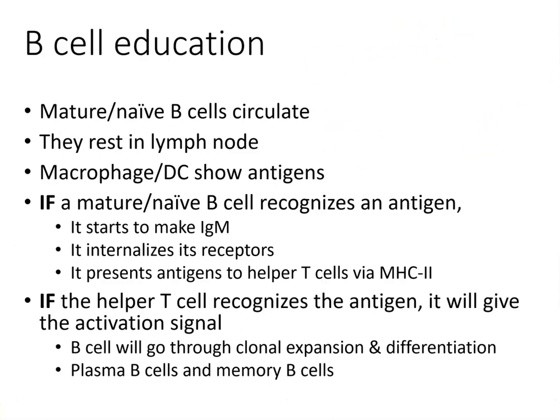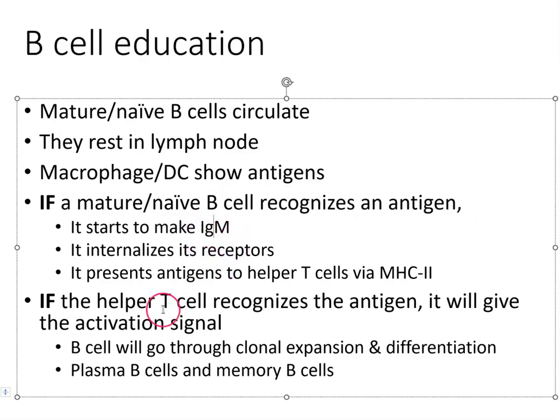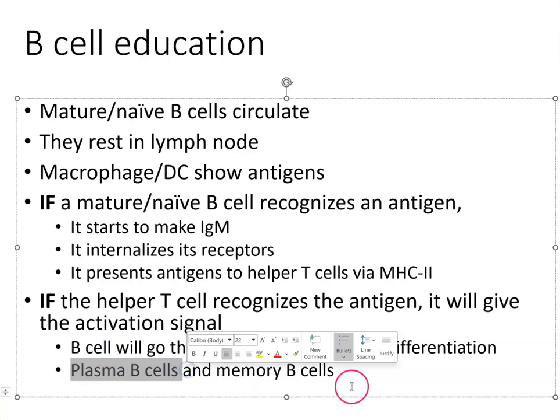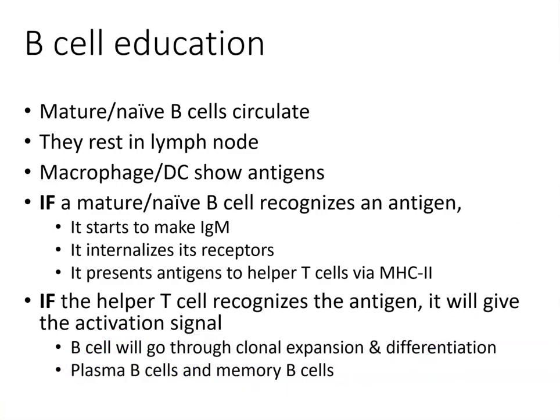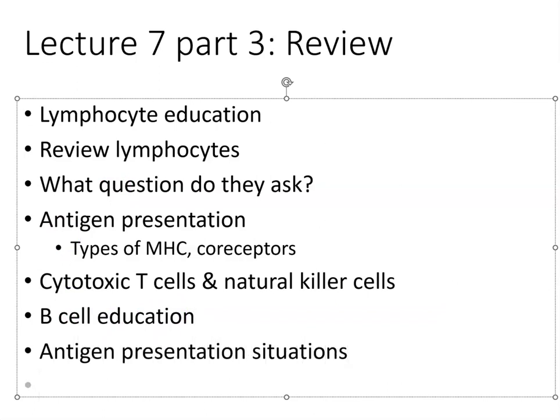So B cell education is a two-step process, and what you'd see is a few days into a viral infection, you'd see immunoglobulin M, and then a few days later, the plasma B cells would start making whatever antibody is appropriate. So during viral infection, they'd make IgG. During a worm infection, they'd make IgE, and that's B cell education. Okay. The next topic is antigen presentation situations. So these are the scenarios that you would need to understand.